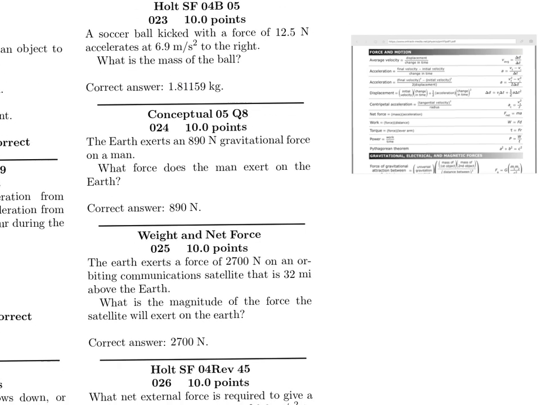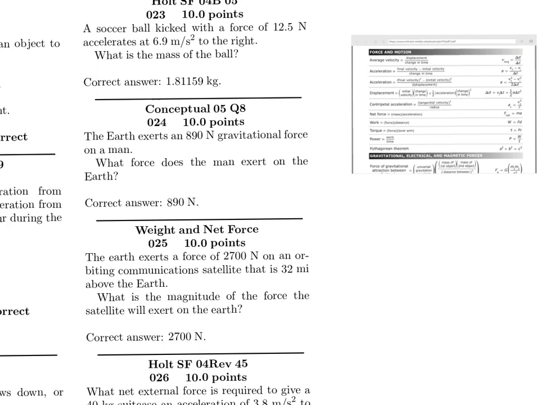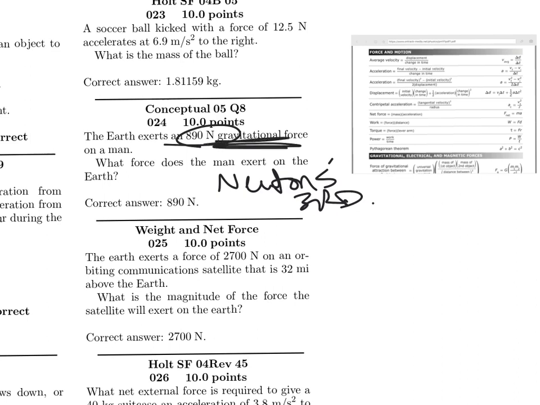Okay, then I have here 24. This is a very simple one. This is Newton's third law. So what's Newton's third? Everything has an equal and opposite reaction pair. So look, if it's 890 gravitational force on the man, he also exerts gravitationally, not with normal force, but the exact same gravitational force. It has to be the exact same. Don't forget about that. They're all the same.